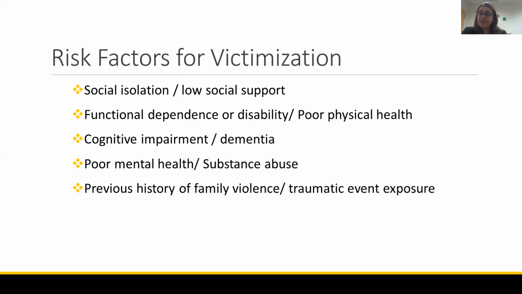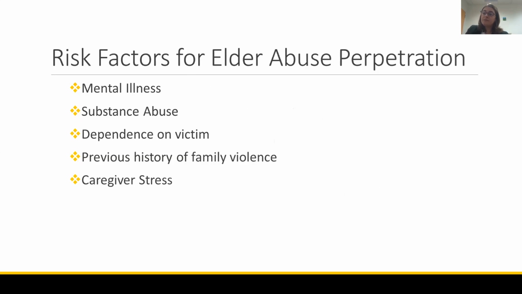And then poor mental health and substance abuse on the part of the victim is also recently being recognized as more and more important. These are people who tend to not be believed, not have access to resources, not have a lot of social capital. So that's also a big risk factor for being a victim. Similarly, as with many types of family violence, unfortunately, having a history of family violence puts you at greater risk for family violence. This is something we see in child abuse, domestic violence, sexual assault, and elder abuse, and is a significant portion.